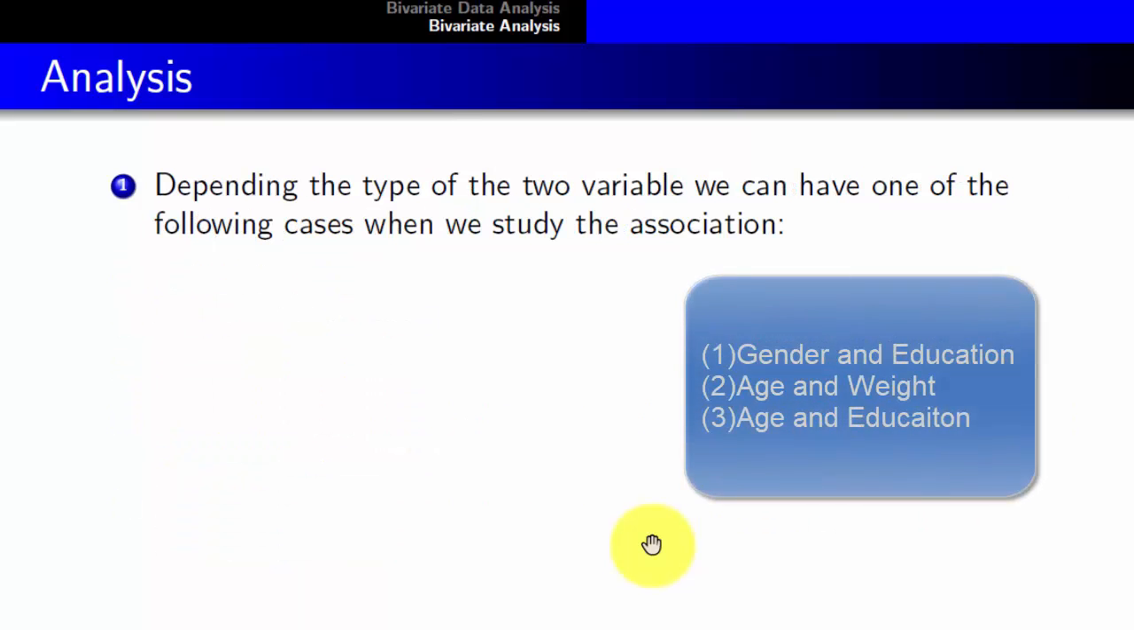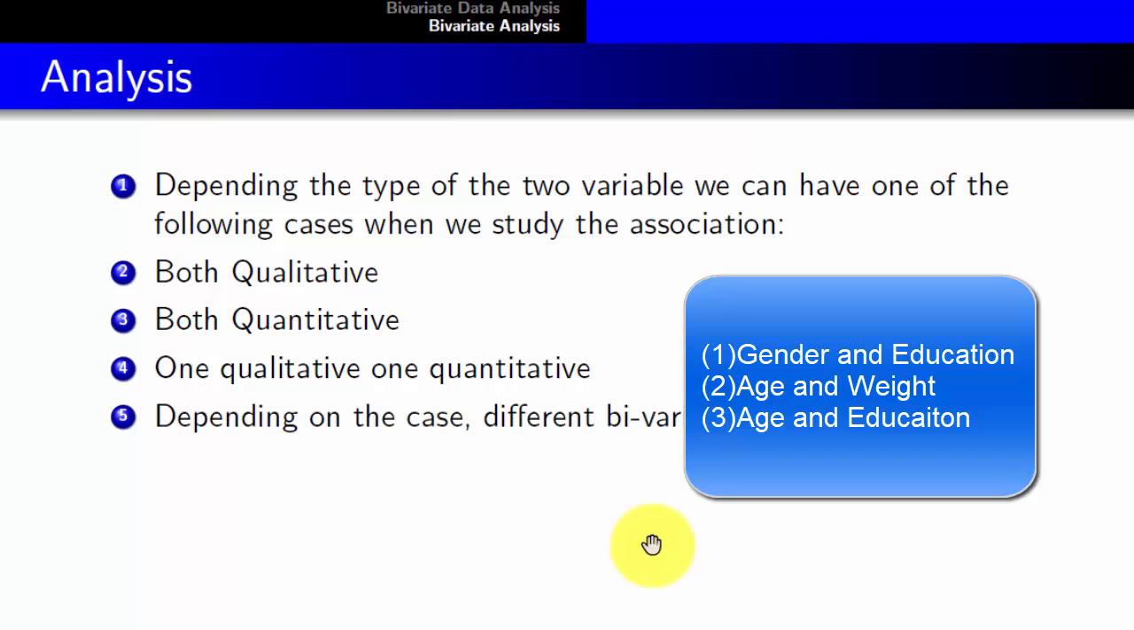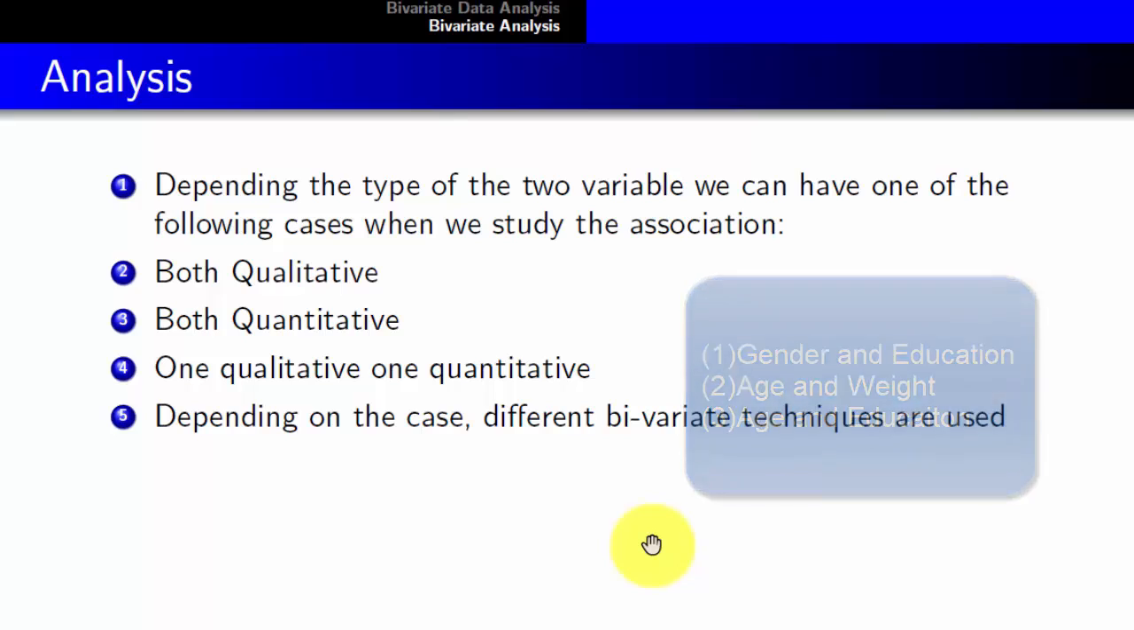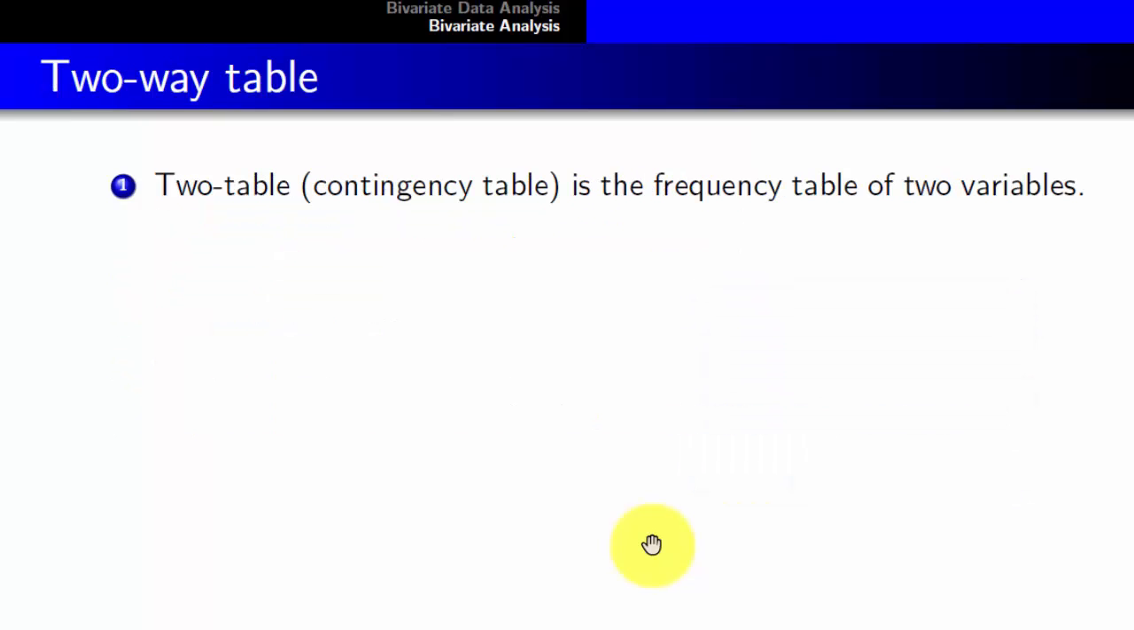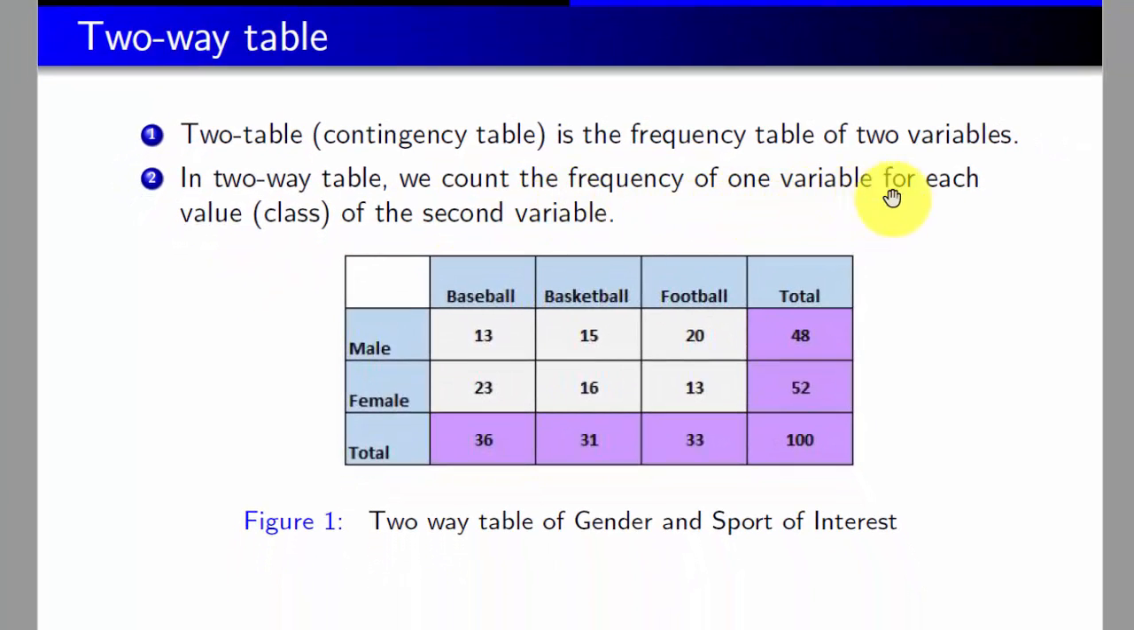Depending on the type of two variables, we can have one of the following cases when we study the association. We can have two qualitative variables, we could have two quantitative variables, or we could have one qualitative and one quantitative variable. Depending on the case, different bivariate analysis techniques are used. Now let's start our bivariate analysis with introduction of two-way tables. Two-way table or contingency table is the frequency table of two variables. In two-way table, we count the frequency of one variable for each value or class of the second variable.